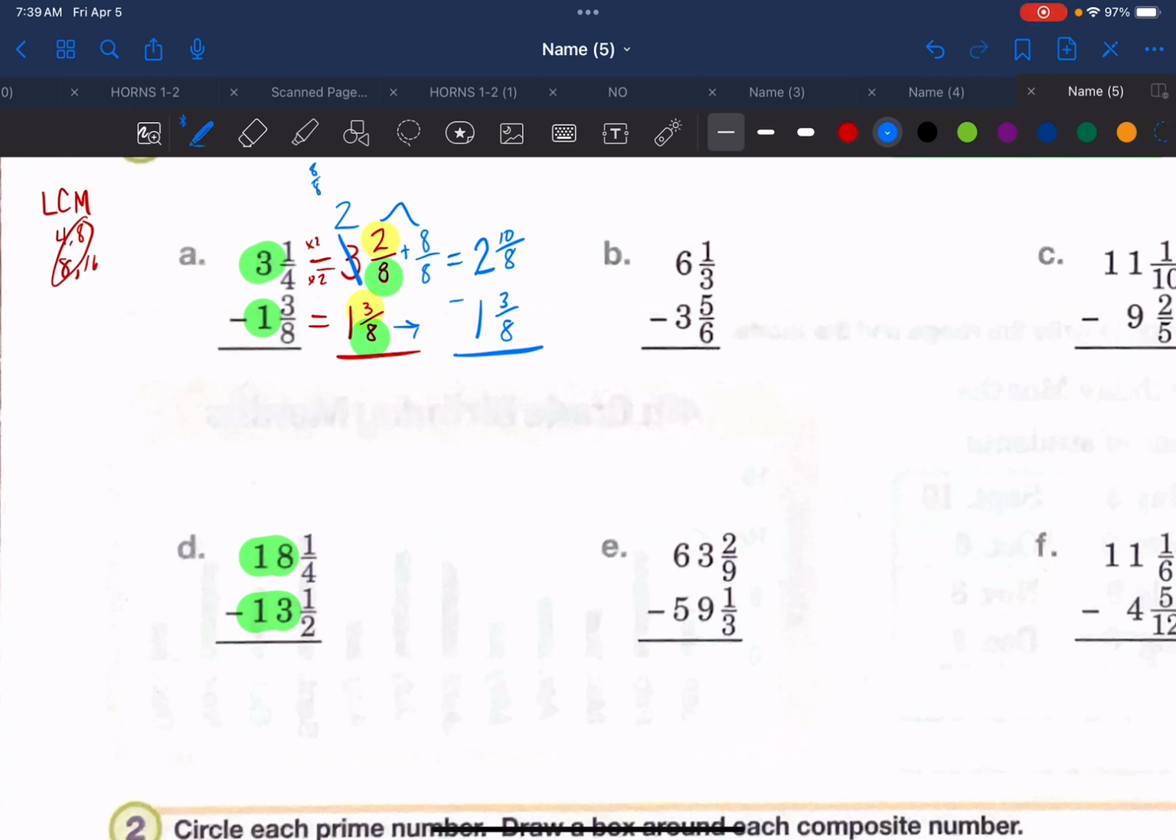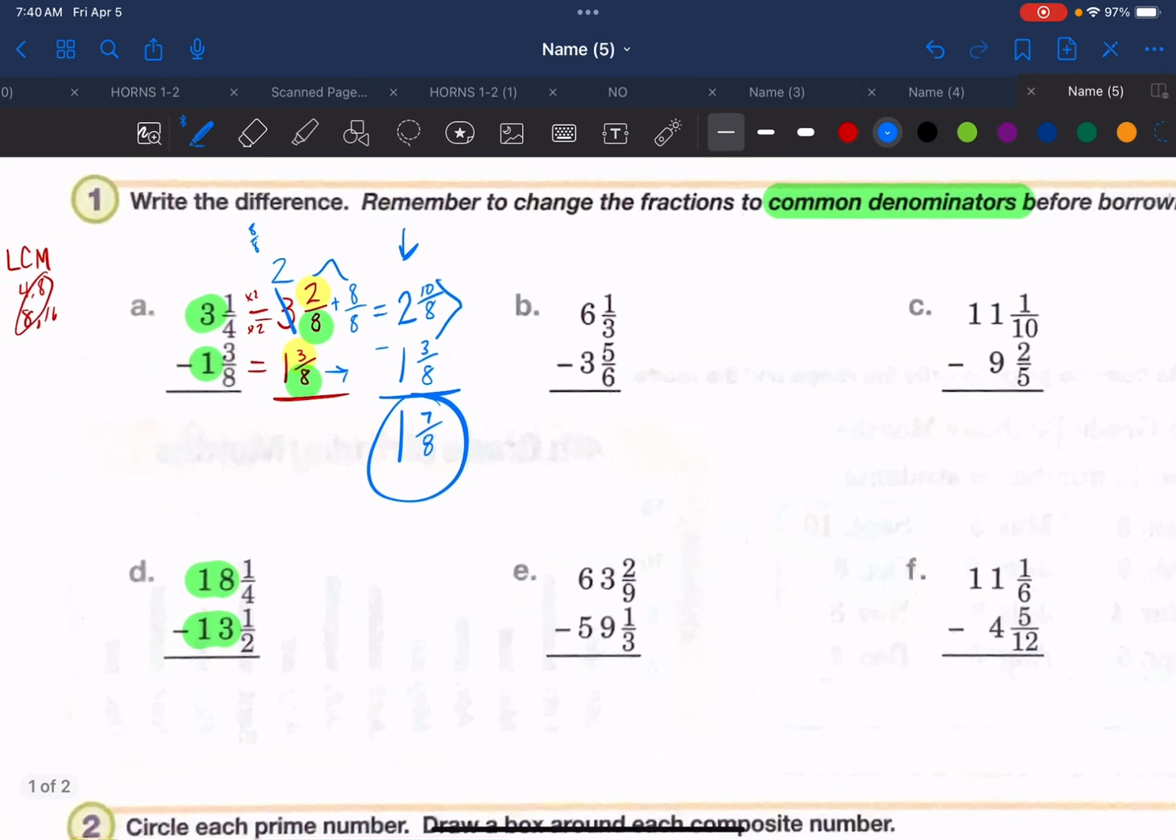Okay, I can solve my fraction. 10 take away 3 is 7. My denominator still stays the same at 8, 7/8. And now I do my ones place. So 2 take away 1 is 1. This number cannot be reduced because 7 is a prime number. So I'm going to circle it, and that is the end of that first problem. 1 7/8.